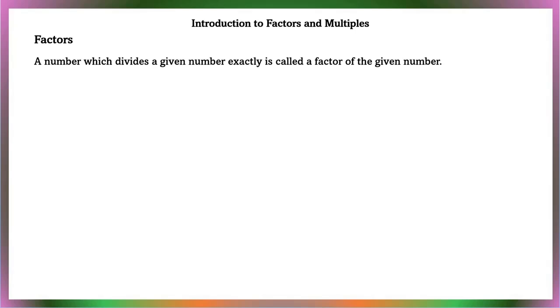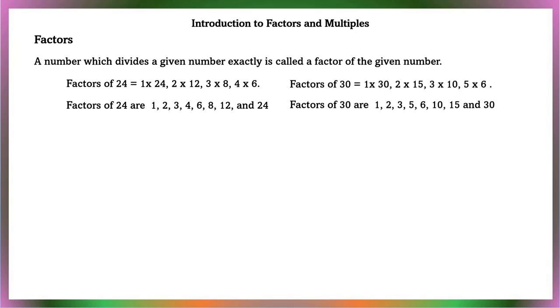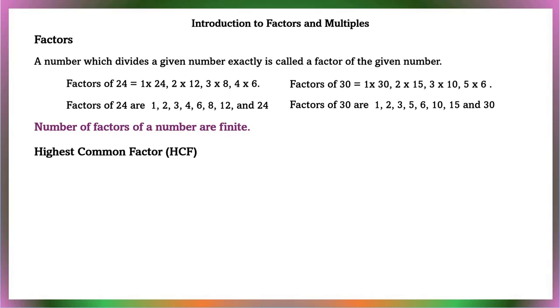A factor is a number which divides a given number exactly. It is called a factor of the given number. For example, factors of 24 are 1, 2, 3, 4, 6, 8, 12 and 24. Similarly, factors of 30 are 1, 2, 3, 5, 6, 10, 15 and 30. The number of factors of a number is finite.